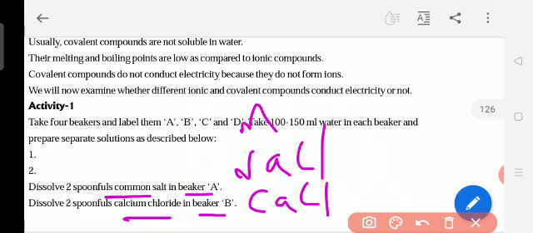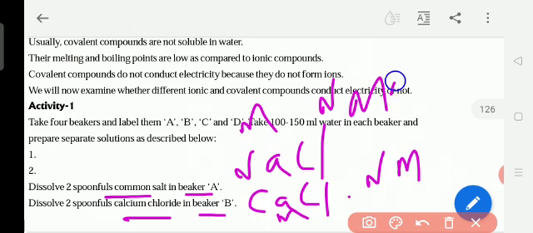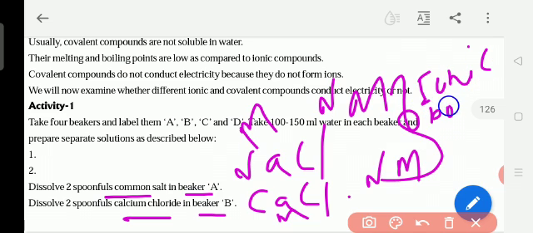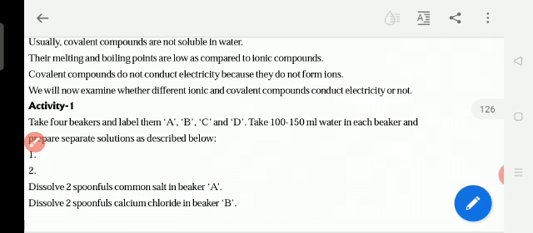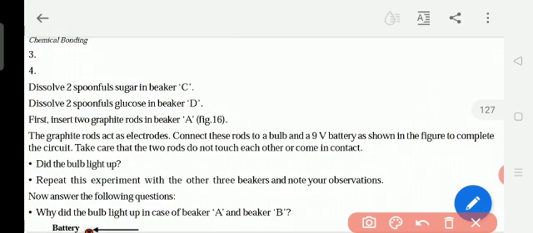Na is a metal, Cl is a non-metal. Calcium is a metal, Cl is a non-metal. So it forms what? Ionic bond or covalent bond? It is forming an ionic bond. Okay, so next one we will see. Beaker C sugar, beaker D glucose. Sugar and glucose have covalent bonds, because carbon is there in them.